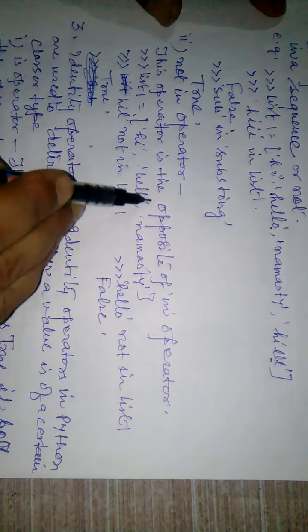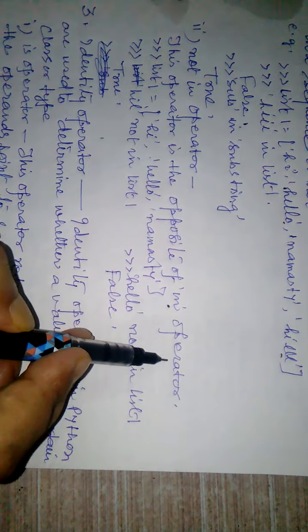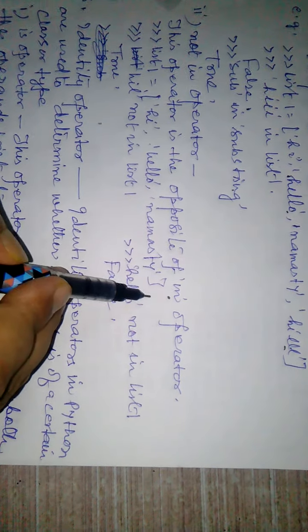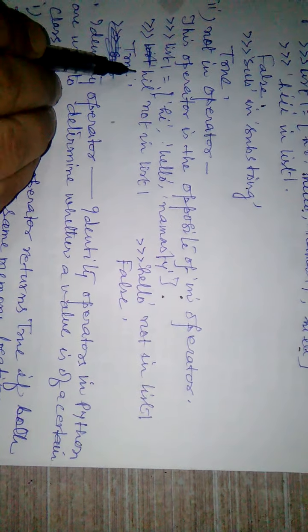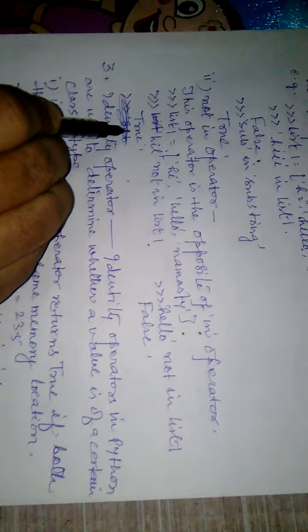The not in operator. This operator is the opposite of in, that is, the complement of the in operator. List1 equals, as given in the string, hill not in list1, so the output will be true.